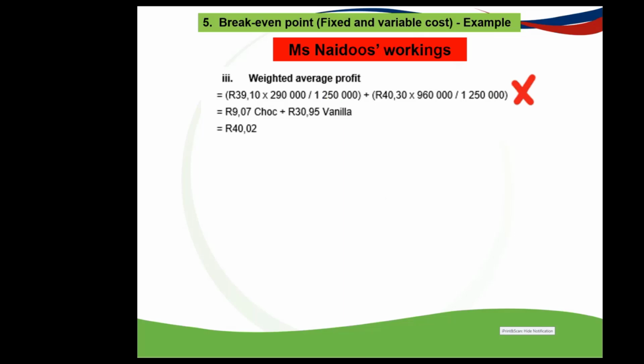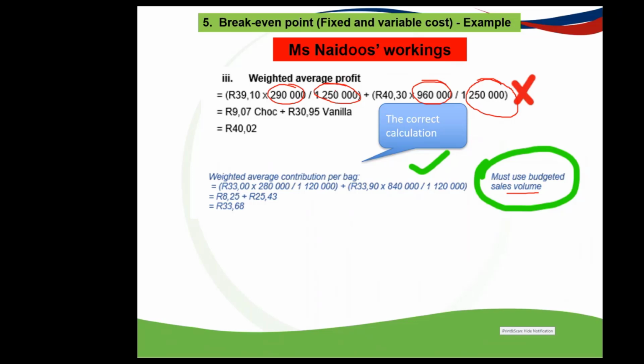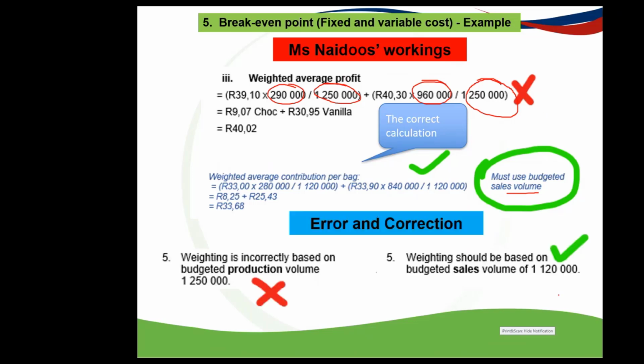And then what she further did when she did the weighting is she used the incorrect quantity. She used the production quantity to weight them. We want to know how many units we should sell to break even, so we have to look at the sales volume, the budgeted sales volume. We're not going to look at production volume to do the weighting for our break-even point. We're going to look at the sales volume. And that's what she did incorrectly here, she used the production volume instead.